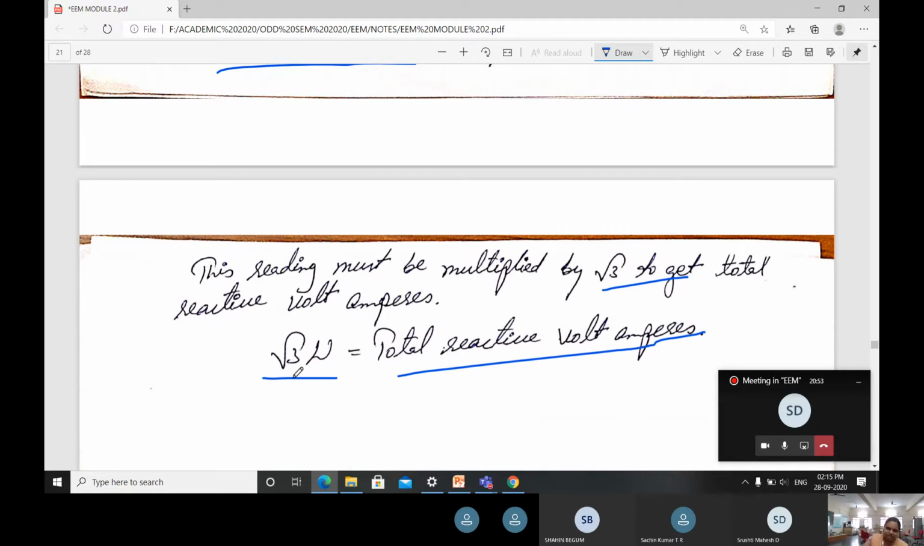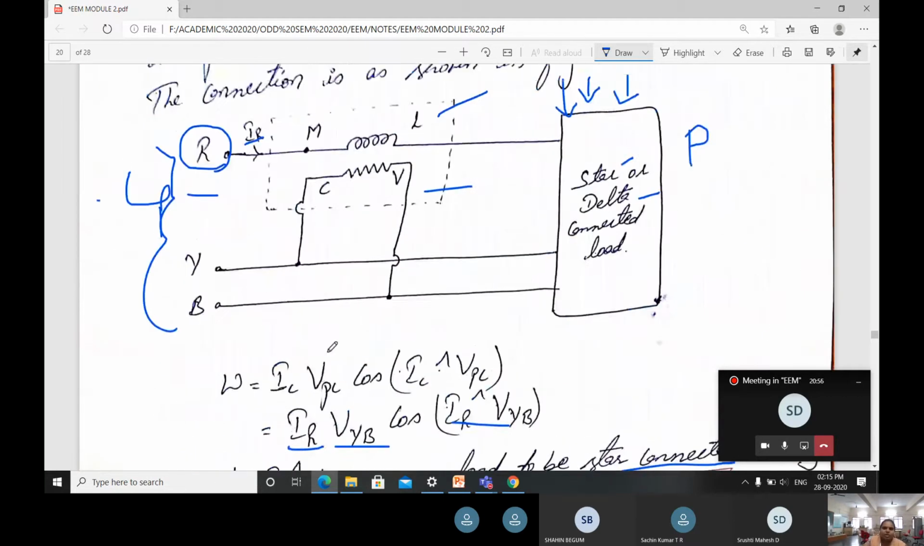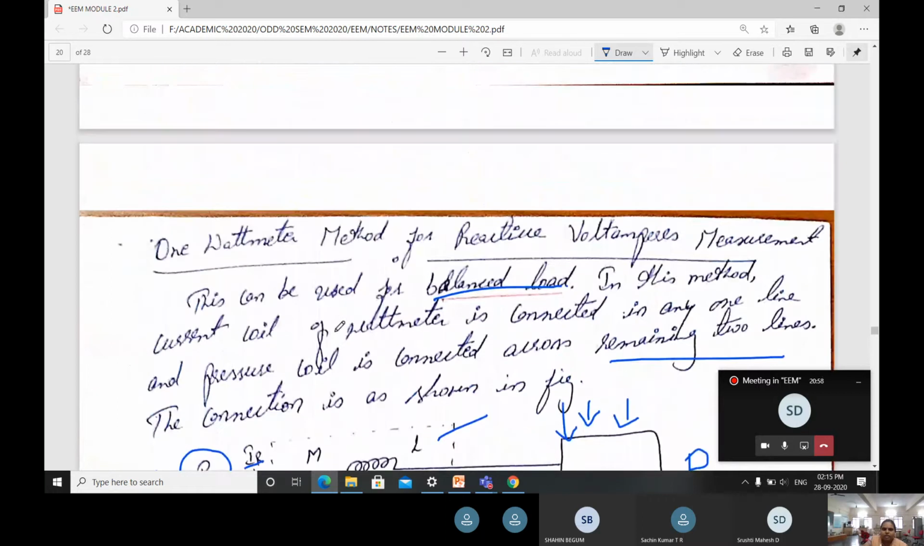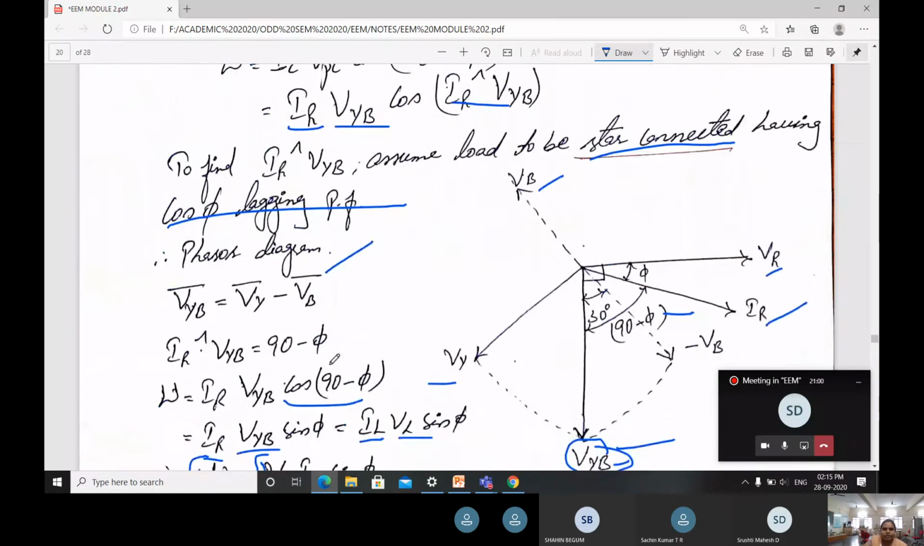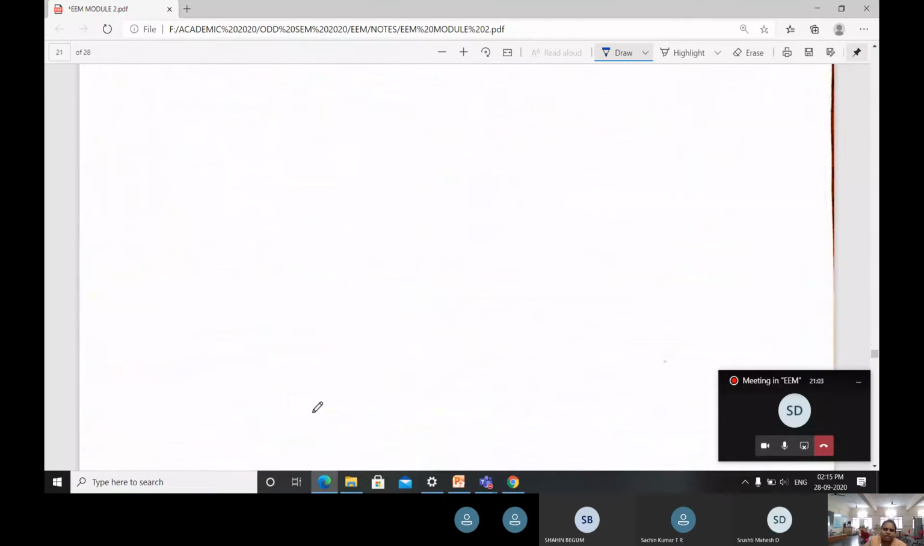Okay, this is a small derivation. It will be asked in the exam for 4 marks. Okay, this is one topic. Next, we go with the energy.